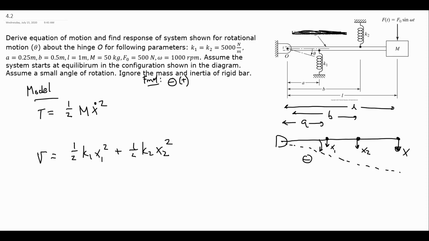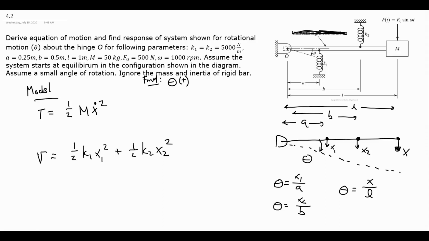Using the small angle approximation, we can say that theta is going to be x1 over a. We can say that theta is going to be x2 over b. And we can say theta is going to be x over l. So again, these are coming from, we could call it a tangent relationship, that the tangent of theta is opposite x1 over adjacent a. And using small angle identity, the tangent of theta will go to theta for small values of theta. Same idea for the second relationship and the third relationship.